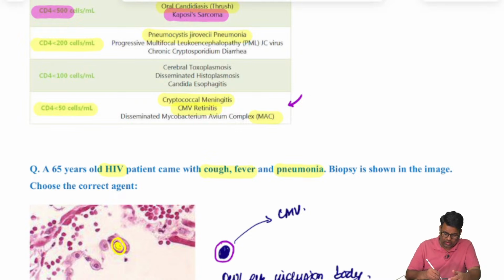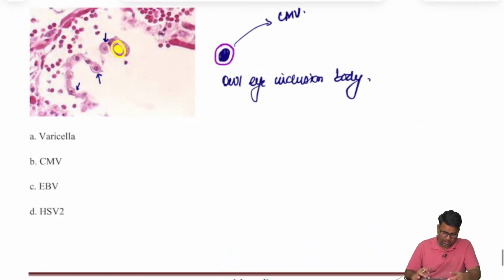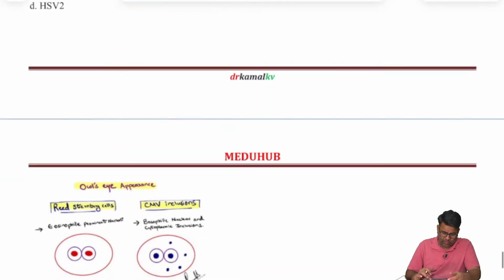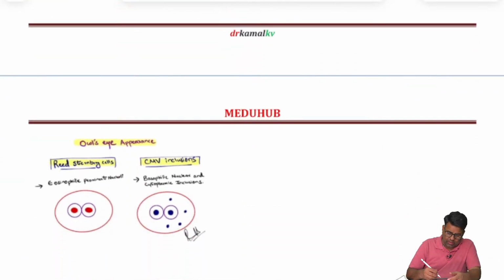This is a classical owl's eye, very easy to identify. So this is classical CMV. You can see here the classical owl's eye appearance in CMV.